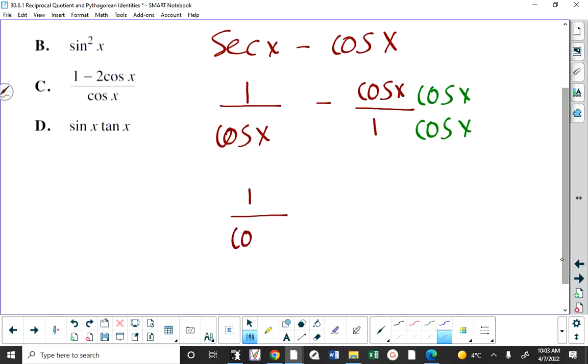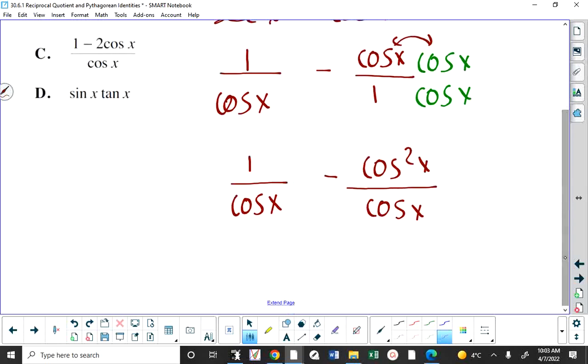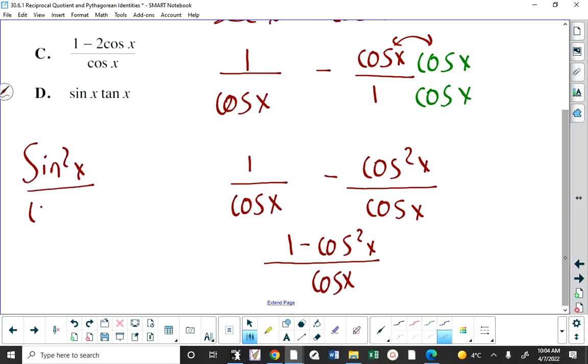So I have 1 over cosine of x minus cosine squared of x over cosine of x, since cos times cos is cos squared. And don't cancel a cosine of x right now, because then you're going back to the question. You want to bring these together and have 1 minus cosine squared of x over cosine of x. And then hopefully you recognize that 1 minus cosine squared is sine squared. So we get sine squared of x over cos of x, which may or may not be the final form.